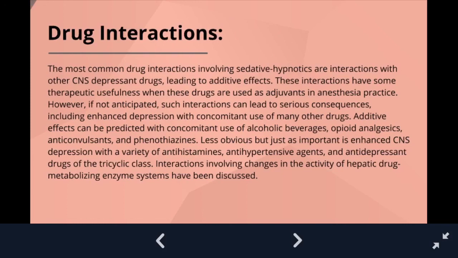Less obvious, but just as important, is the enhancement of central nervous system depression with a variety of antihistamines, antihypertensive agents, and antidepressant drugs and tricyclic classes. Interactions involving changes in the activity of the hepatic drug metabolizing enzyme systems have been suggested.